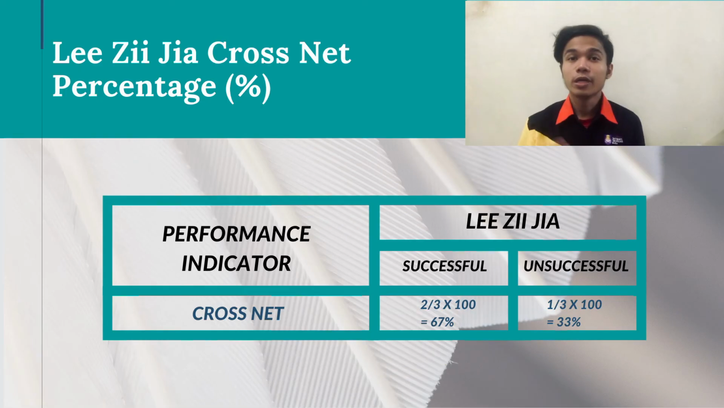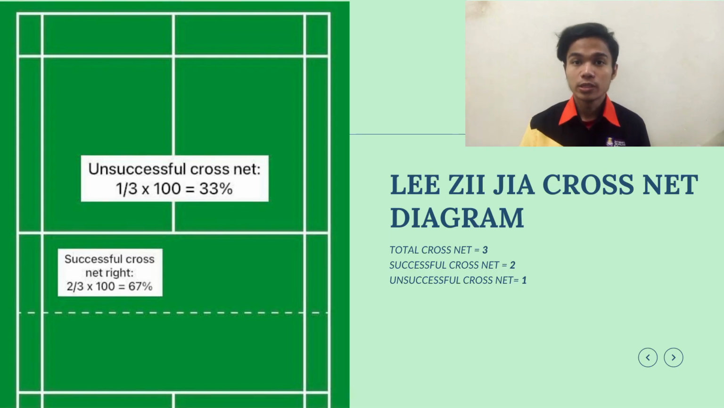Okay, next, this is Lizizia's cross net percentage. He made 2 successful, which is 67%, and 1 unsuccessful, which contributes 33% of the total cross nets that he made during the match. Okay, if you can see, the diagram shows that Lizizia made a cross net on the right side, which is 2/3, which means 67% successful, and 1/3 of the cross net is unsuccessful.